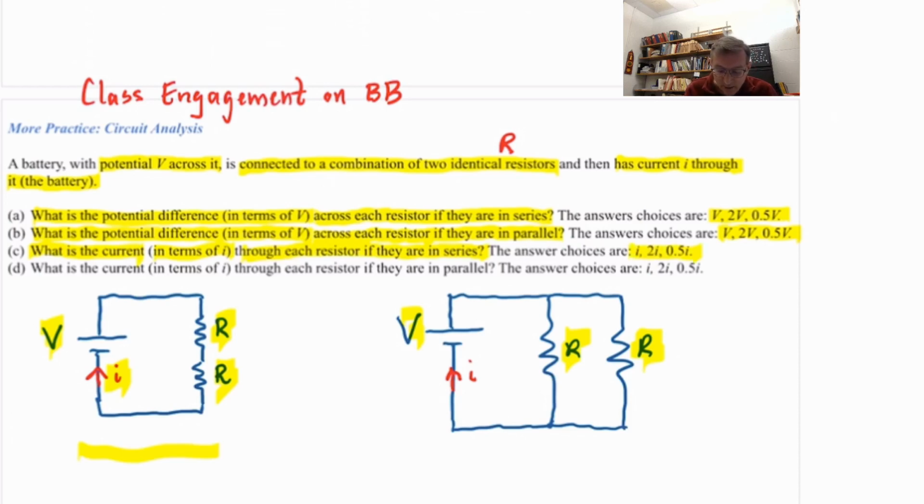And lastly, what is the current in terms of the current I through the battery through each resistor if they are in parallel? So now you're back to this diagram over here on the right again. And I want to know the current through each resistor in terms of the current I through the battery. What's the current through each resistor? Again, the answer choices are I, 2I, or 1/2 I.